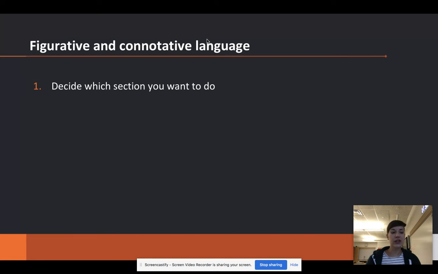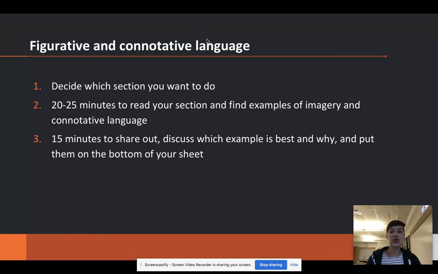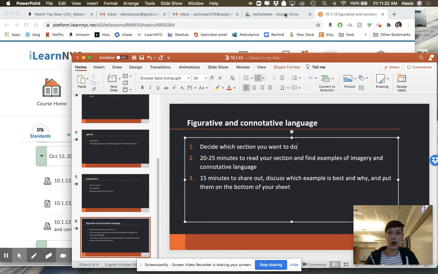So you're going to decide which section of the story that we have read so far you want to do. So 1, 2, or 3. Okay. And then for that section of the story, you're going to go back and reread it and find examples of imagery and connotative language. And I'll show you how. And then you're going to pick your best 2. And if we were here in person, you guys would be discussing together. But if you're remote, you're just going to be choosing the 2 that you think are the best examples, the most clear examples.